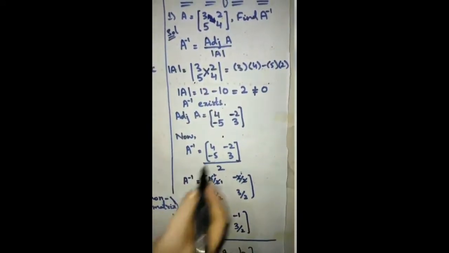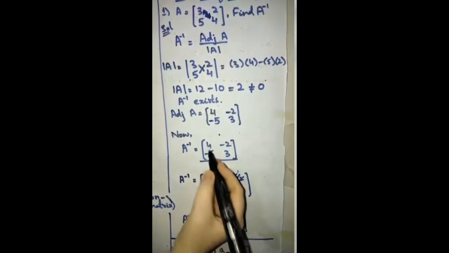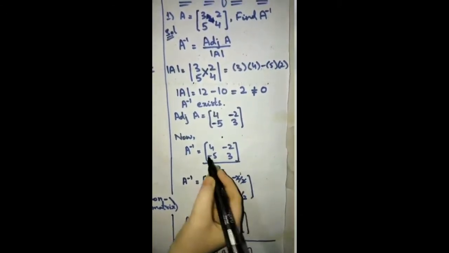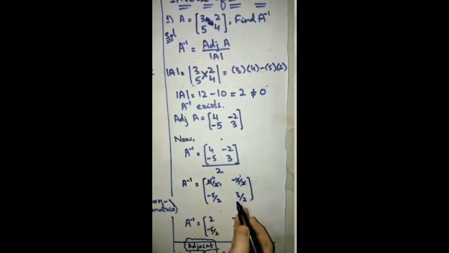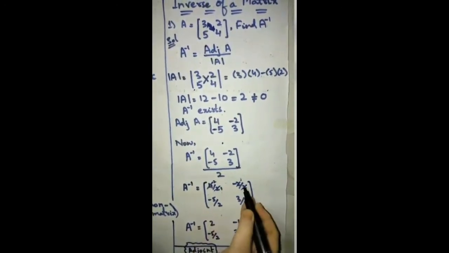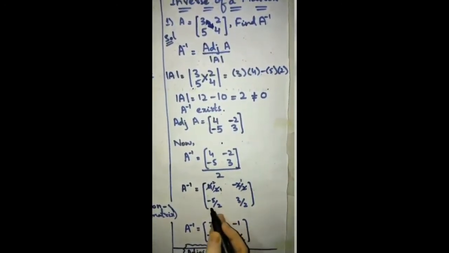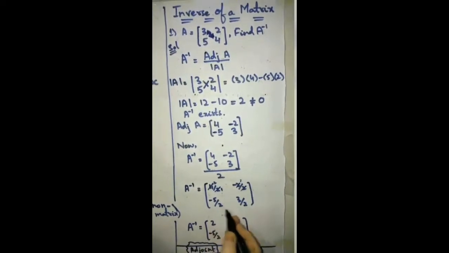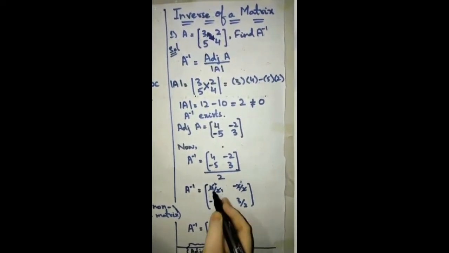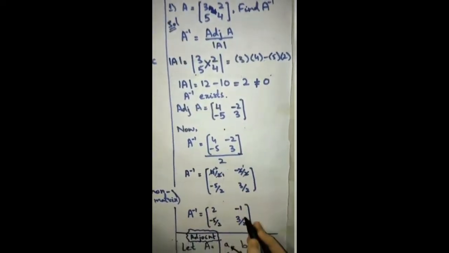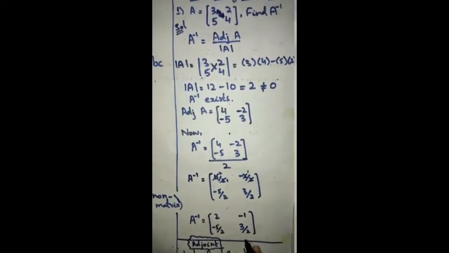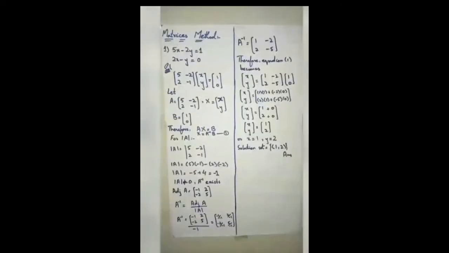Now we will divide all the elements by 2. 4 divided by 2, minus 5 divided by 2, minus 2 divided by 2, and 3 divided by 2. Two twos are 4, so that gives 2, and 2 divided by 2 gives 1. The values of minus 5 upon 2 and 3 upon 2 remain the same. So [2, -5/2; -1, 3/2] is the answer for A inverse.